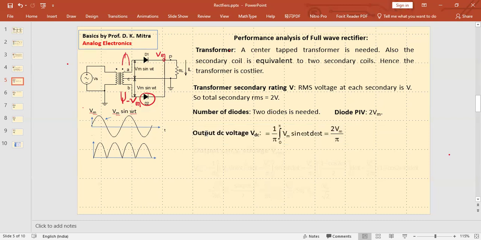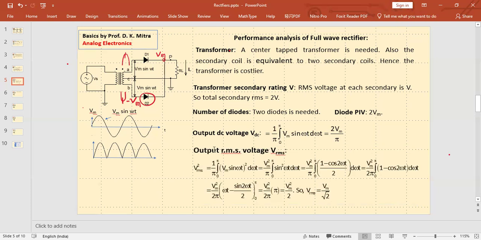Then what is the output DC? The output DC, of course, will be double of what we got in the half-wave rectifier. In the half-wave rectifier, output DC was Vm by pi. Here, if you do the same integration, it is 2Vm by pi. You integrate over pi, a half cycle, and then the average is 1 by pi. So it becomes 2Vm by pi. This is one great benefit: your output DC is double. If in the same type of half-wave rectifier you get a 5-volt output, here you will get a 10-volt output.